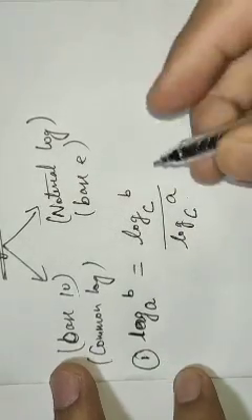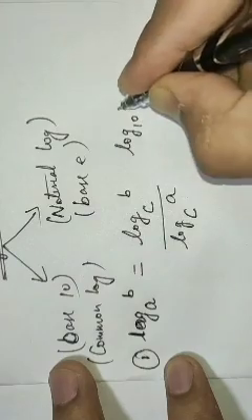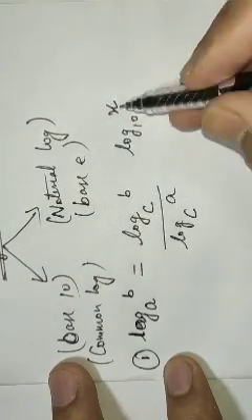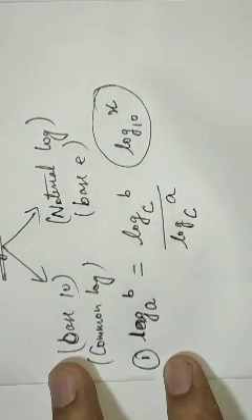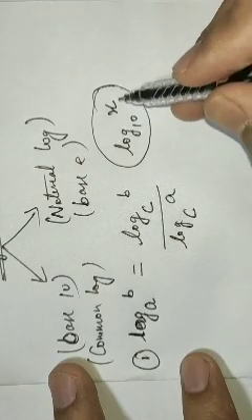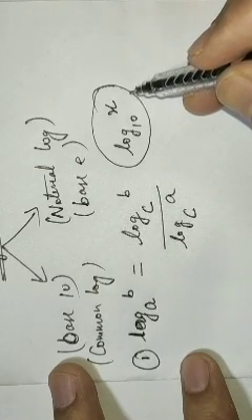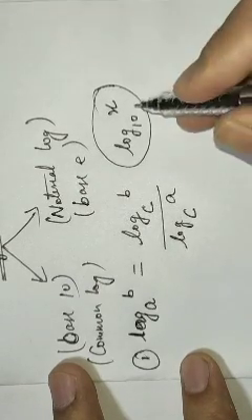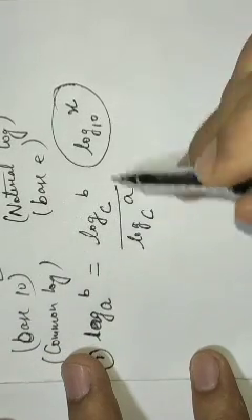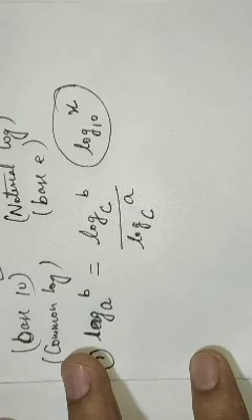Suppose the question is like this: log base 10 of x. You have to differentiate this. How to differentiate this, because this function is not on base E? Before differentiating, we have to use this formula to convert this into ln. ln means base E.